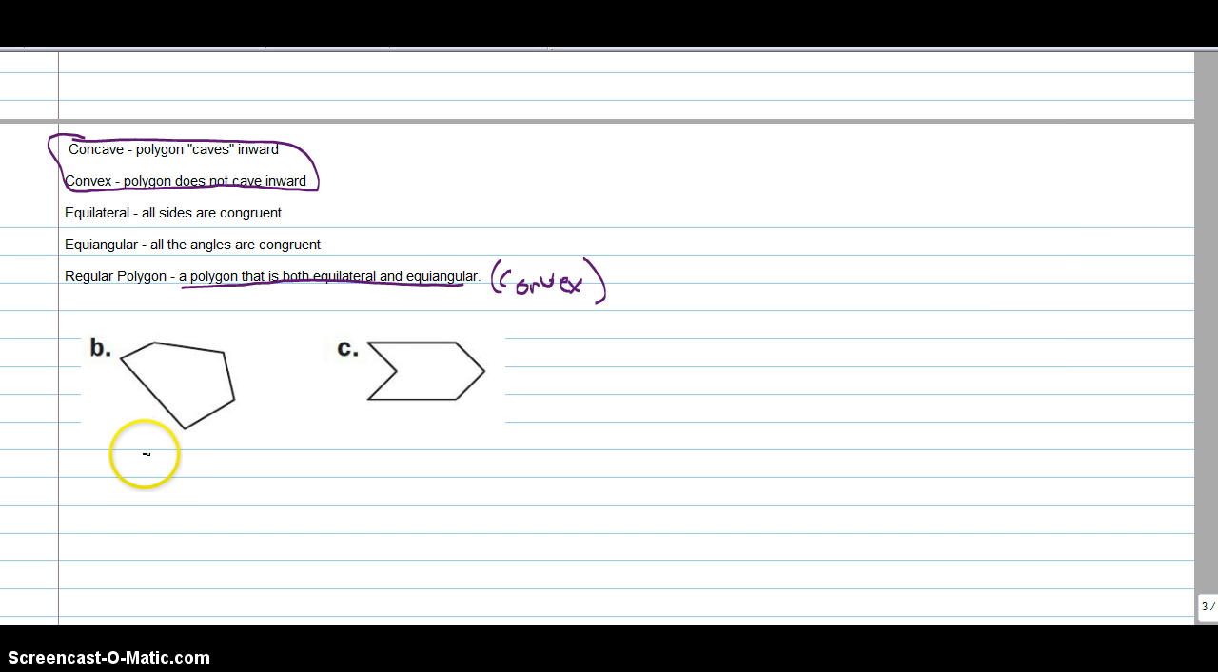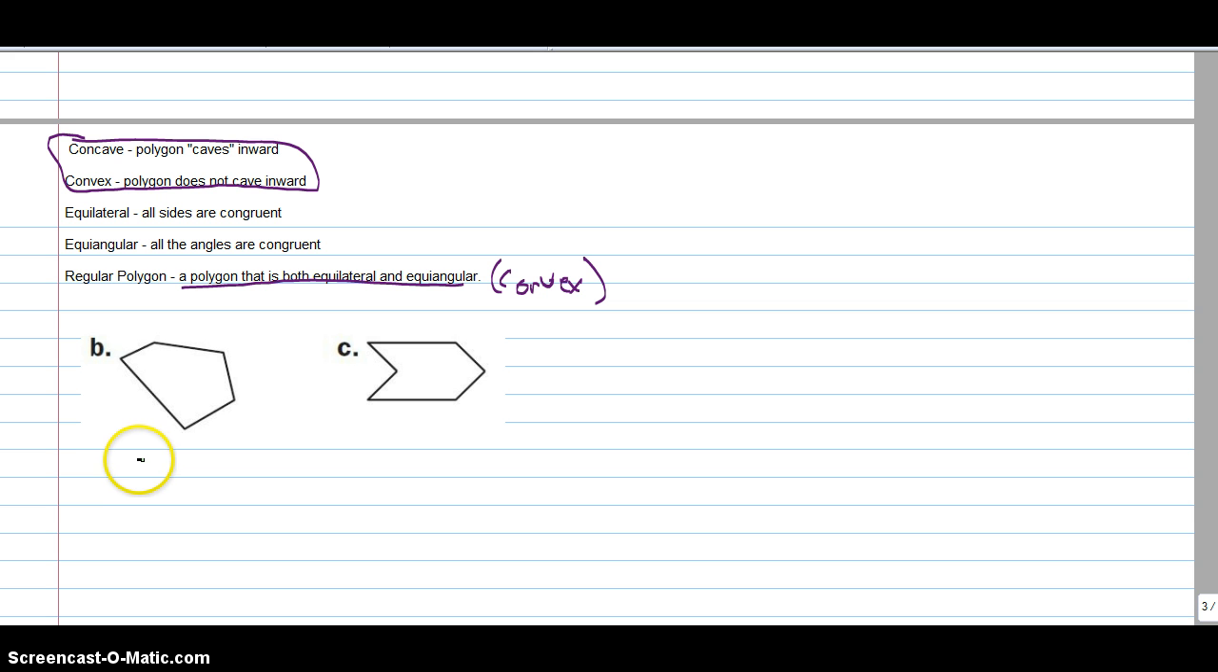And a regular polygon. A regular polygon is what we're going to work with the most because it makes life easy. A regular polygon is a polygon that is both equilateral and equiangular.